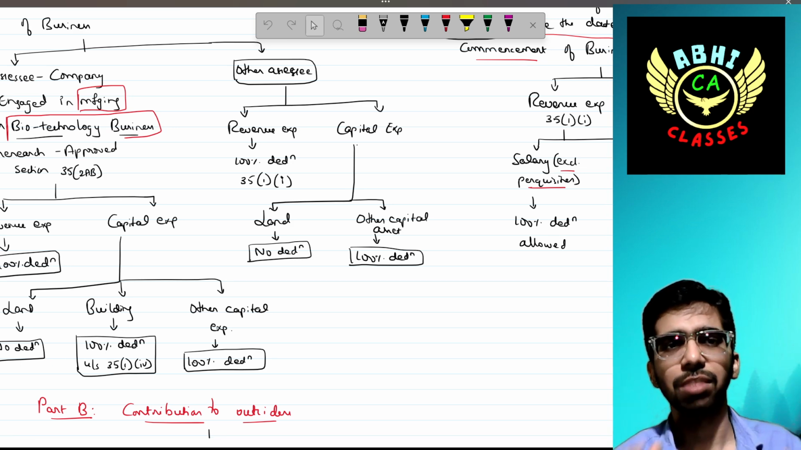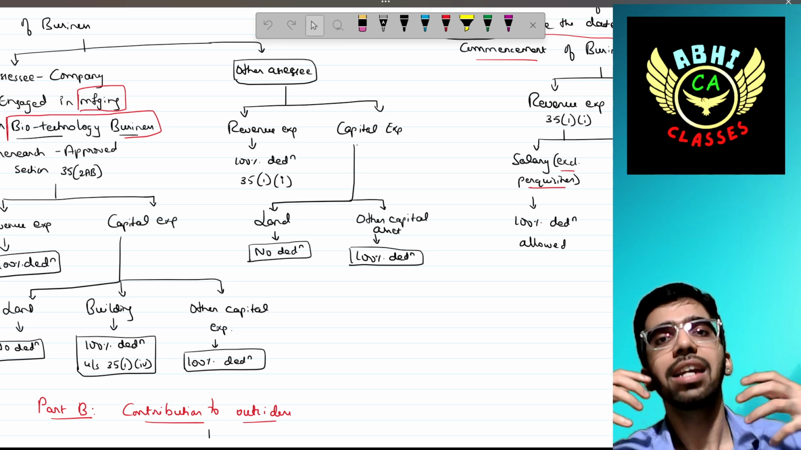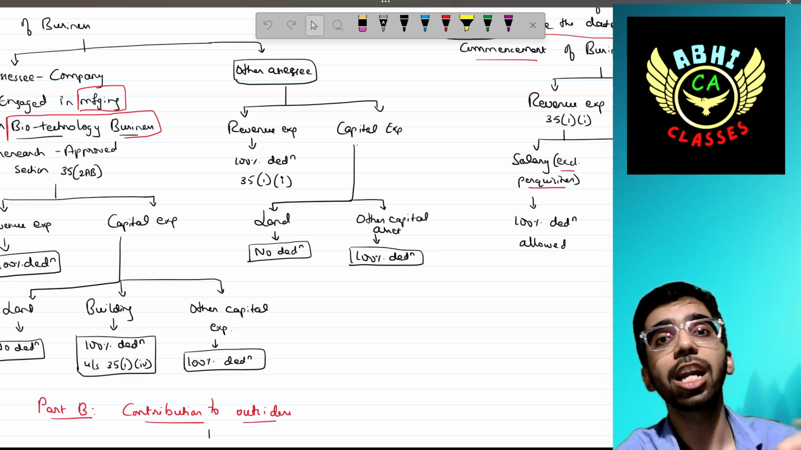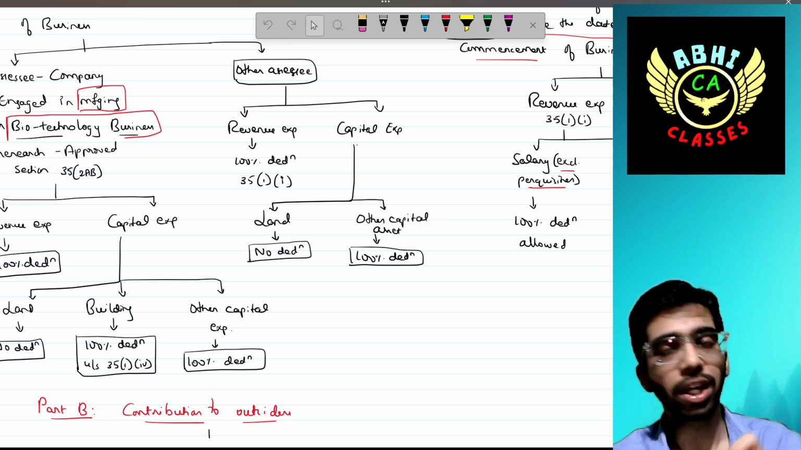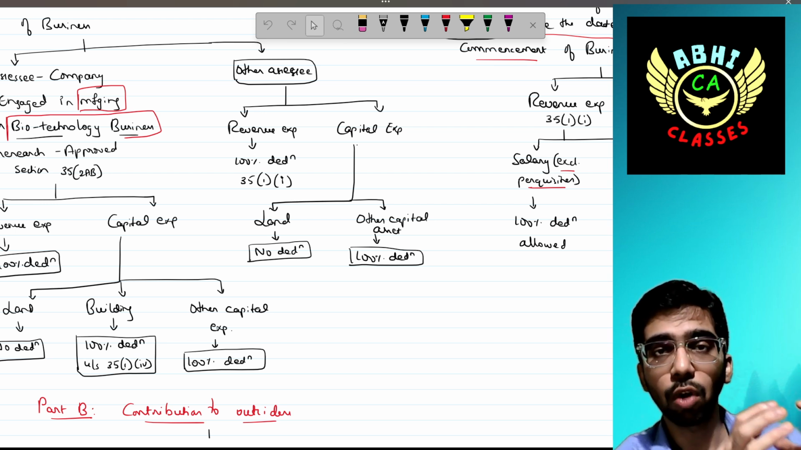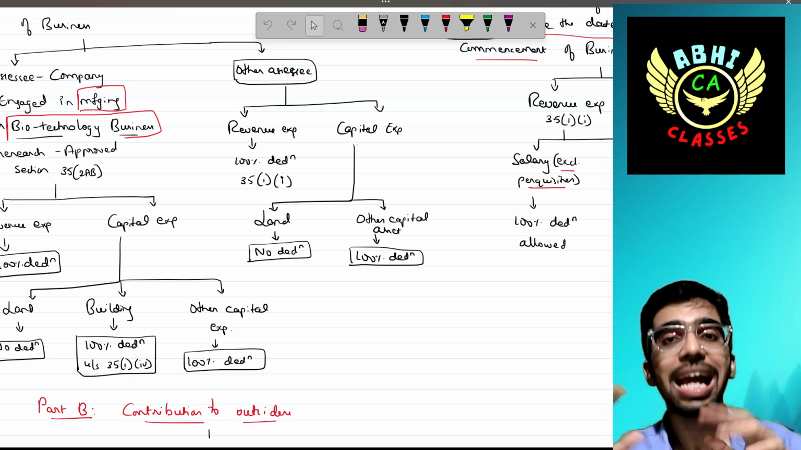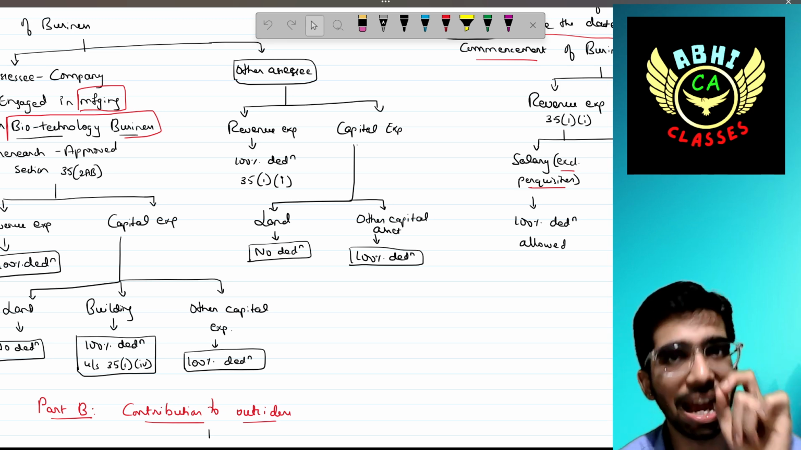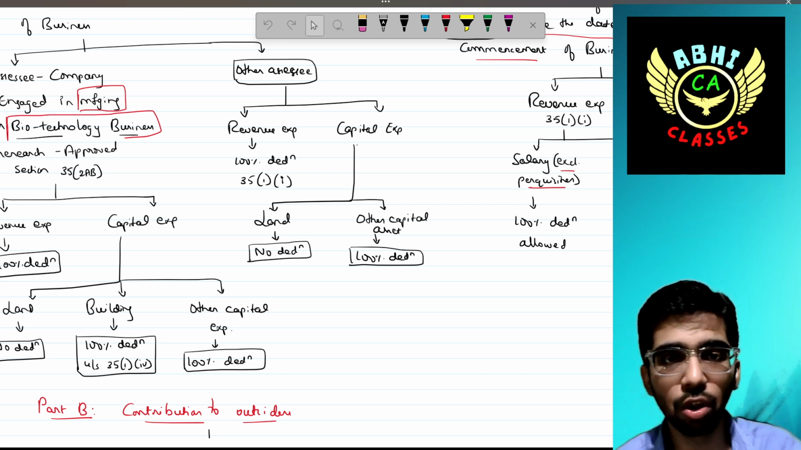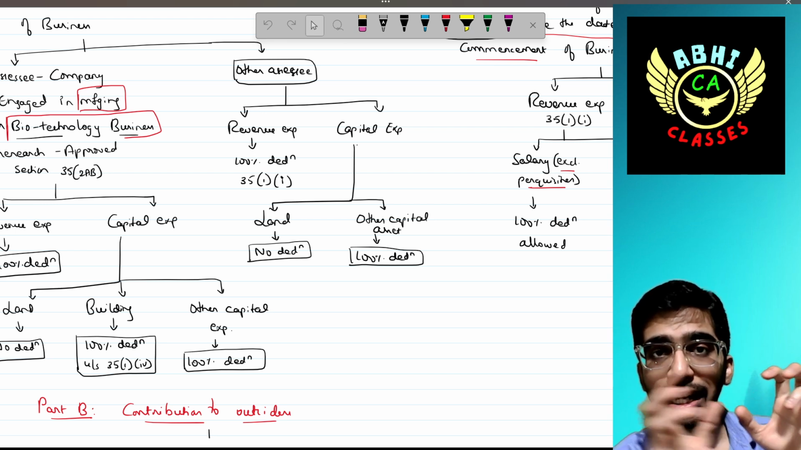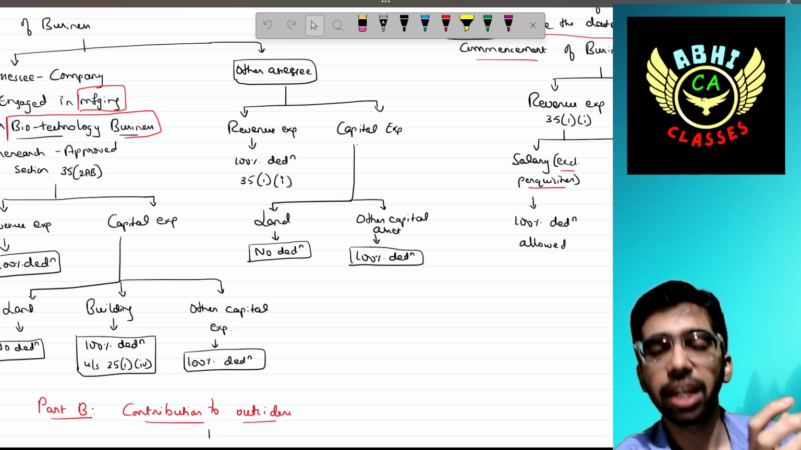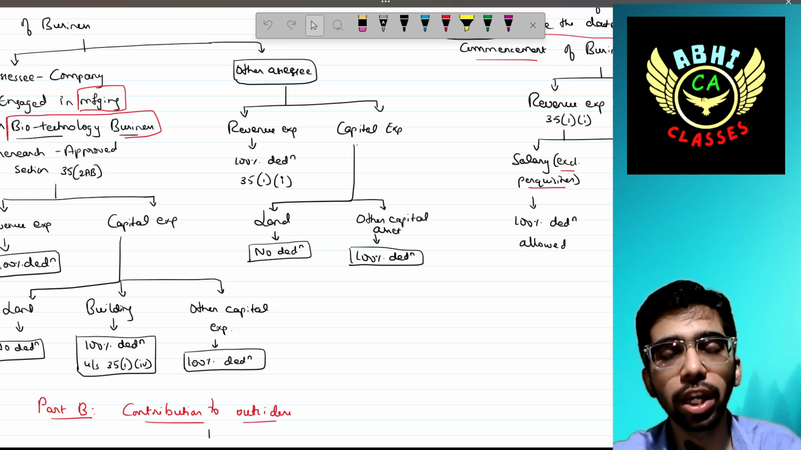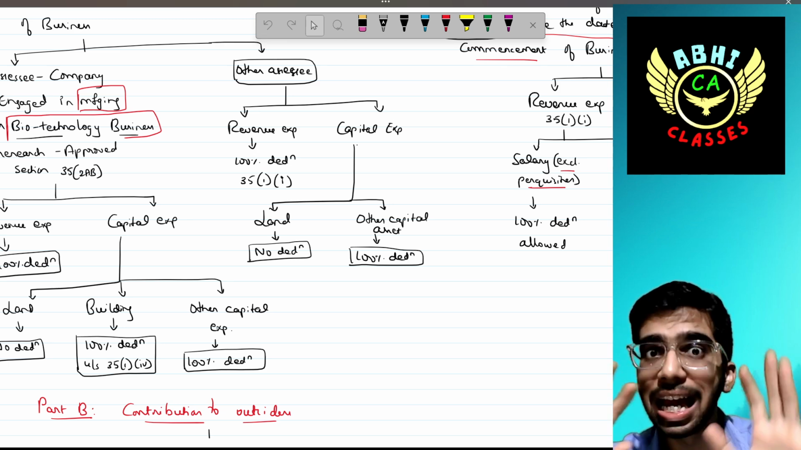Other assessees means, if you are an individual and you are incurring any revenue expenditure, then 100% deduction would be available. If you are incurring any capital expenditure in respect of land, no deduction. In respect of other capital assets, the 100% deduction would be available. Okay, 100% deduction means the entire cost would be treated as an allowable expense, and hence the WDV would be nil in simple terms.